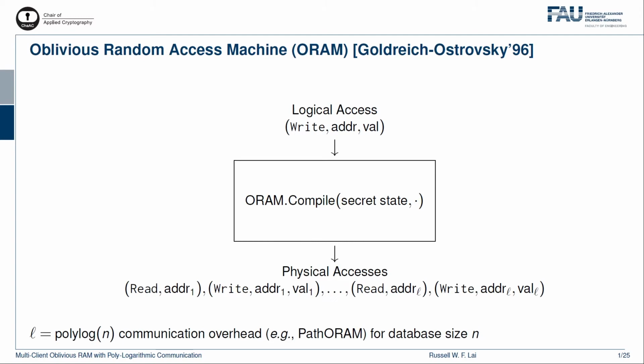Let us start by recalling single-client Oblivious random access machine, or ORAM for short. An ORAM can be thought of as a stateful compiler, which inputs a logical access instruction and outputs a sequence of physical access instructions of length L. The sequence of physical accesses is functionally equivalent to the logical access, but hides all the information about the logical access. The length L is called the communication overhead of the ORAM. It is well known that an overhead of polylog n, where n is the database size, is both necessary and sufficient.